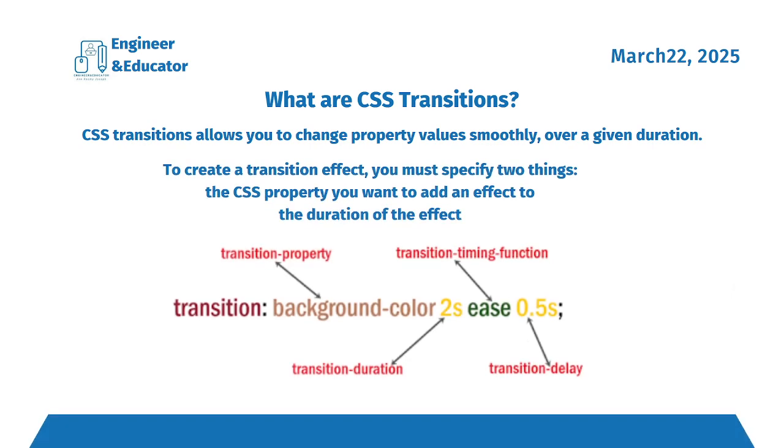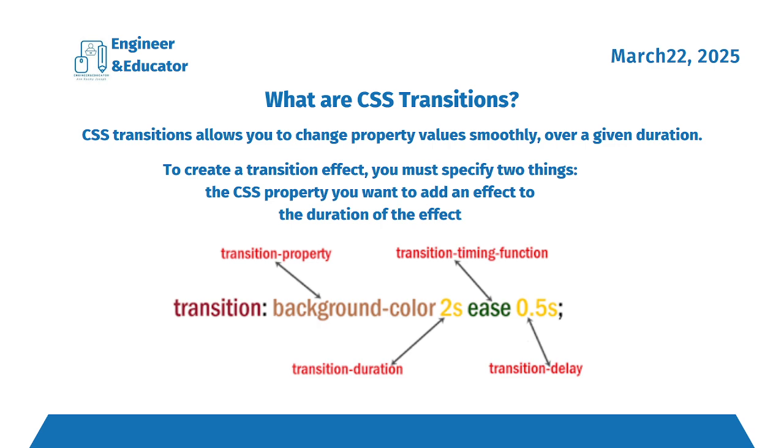What are transitions? CSS transitions allow you to change property values smoothly over a given duration. We have studied properties like color, background color, font size, and many other properties of HTML elements that we are able to change. Over a given duration, we can change the color from this color to this color, for example from 2 seconds to 3 seconds, yellow to green, or many other changes.